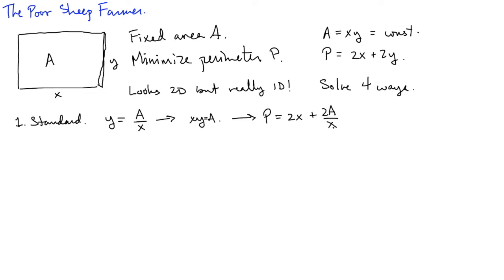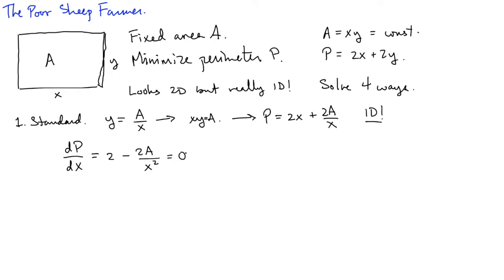And now I have a manifestly one-dimensional problem. I have this one degree of freedom x that I can vary, and that's going to tell me what the perimeter is. And because it's a 1D problem, we know exactly how to solve it. We just take the derivative of the function with respect to our independent variable. In this case, this is 2 minus 2 times a over x squared, and we set that to 0.